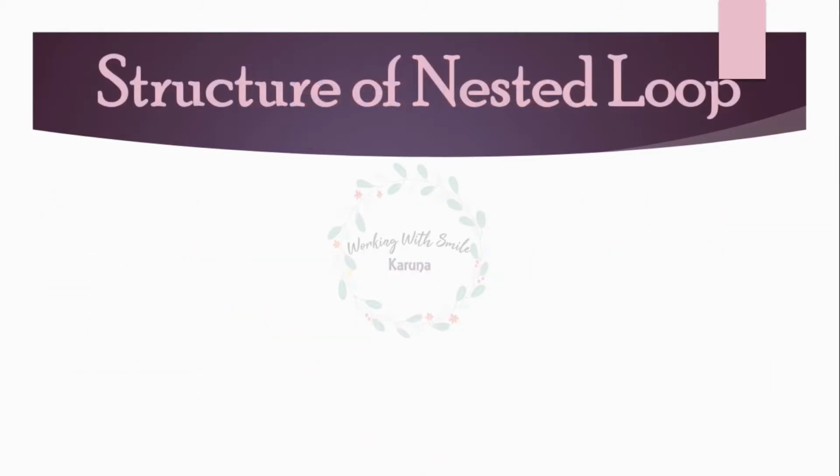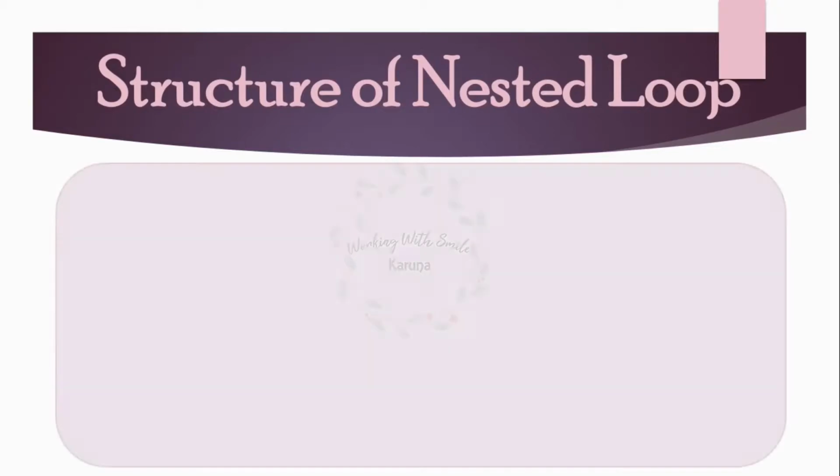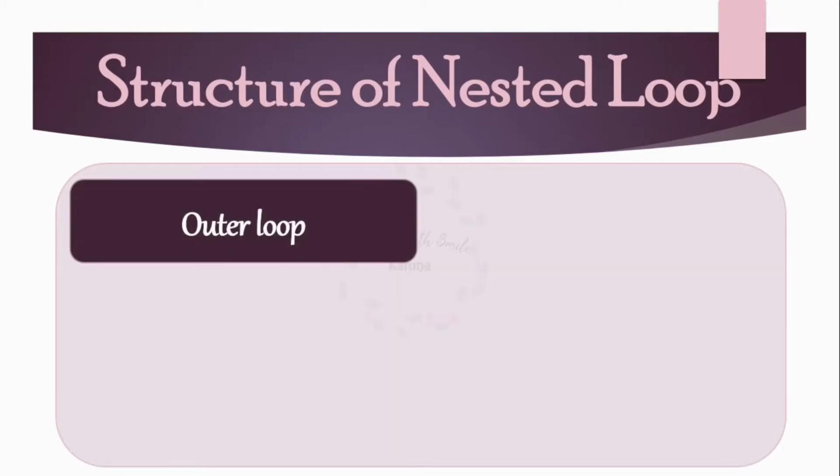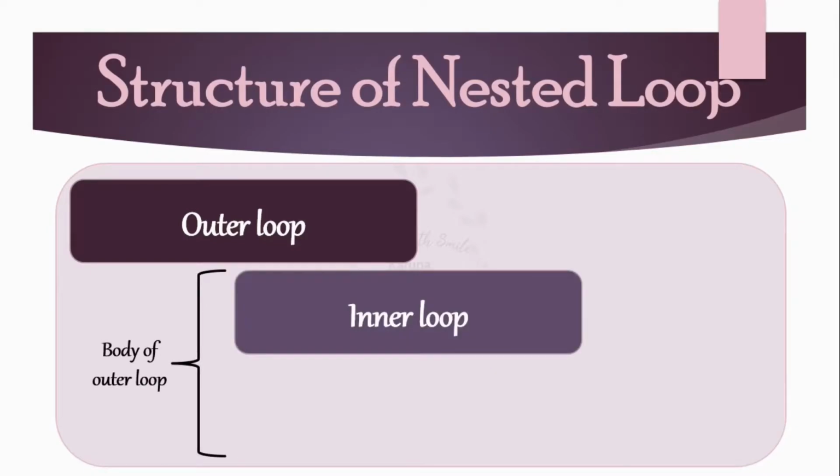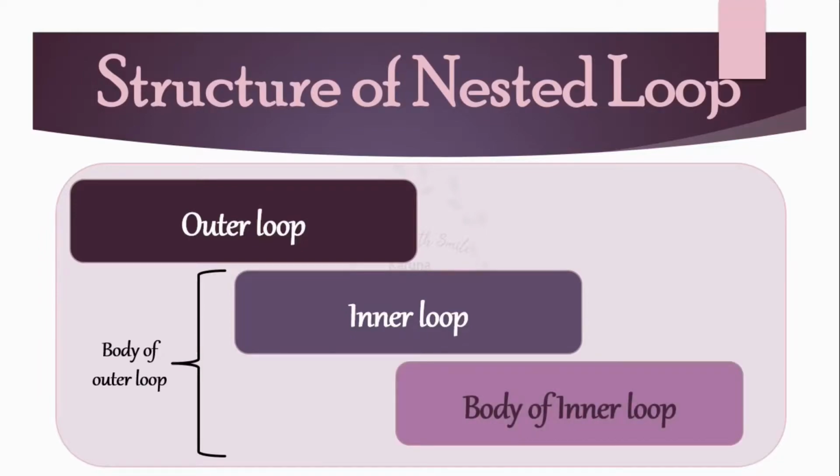Let me show you this structure of nested loops, which will help you to implement nested loops in your programs. First, we write the outer loop, which then consists of inner loop in its body, and then the statements which are written inside the inner loop form the body of the inner loop. Every iteration of the outer loop will initiate the working of the inner loop, and the statements will be executed according to the number of steps specified for the inner loop.